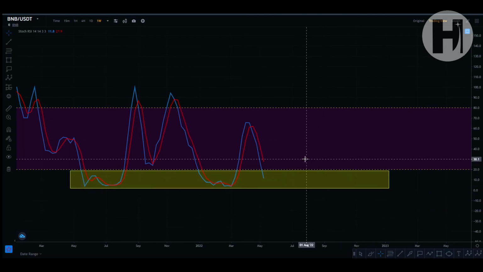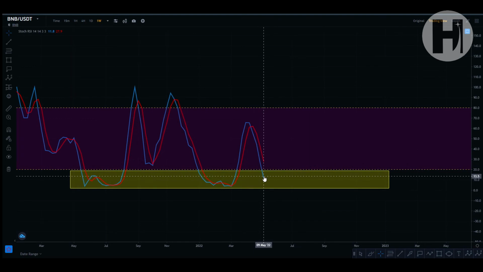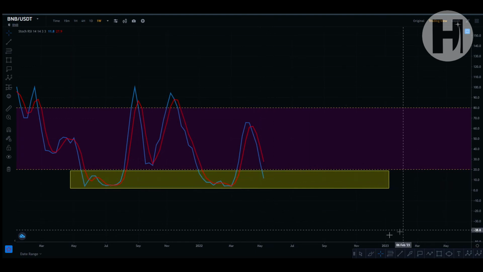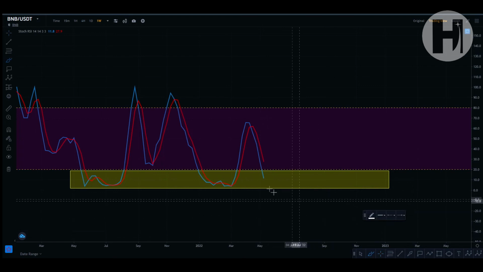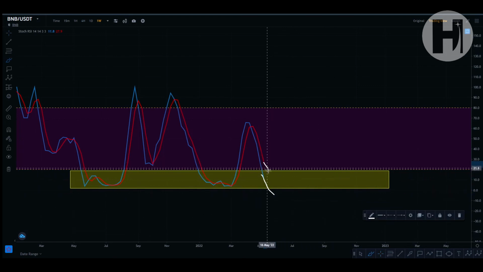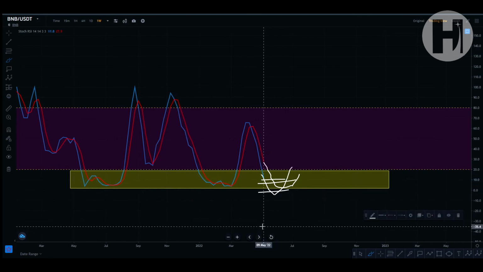I don't think Bitcoin is going to drop to $20,000 per se, but I do think we're going to go lower, and I do think the altcoins will suffer as they always do. So you are going to have a better opportunity, or a better entry, for BNB. So potentially wait until the stochastic bottoms out here, and then you get the bullish cross, and you potentially just buy when you're in this zone here.